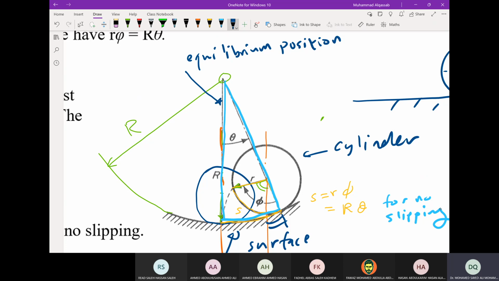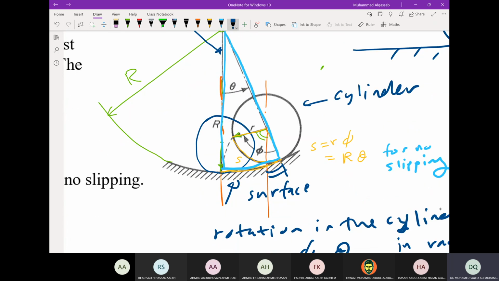When at an arbitrary position, we need to measure the angle made by the reference mark, which is shown by the green arrow, and the vertical center line again. That will be the rotation or the angular displacement of the cylinder.